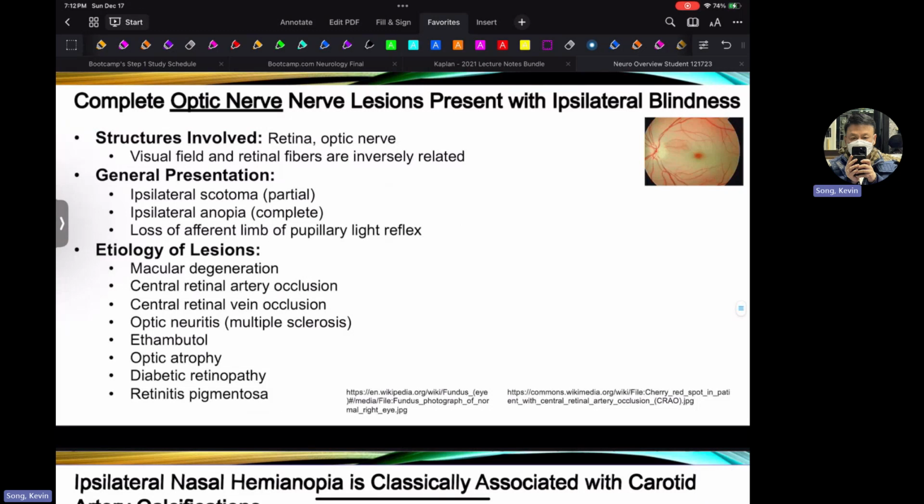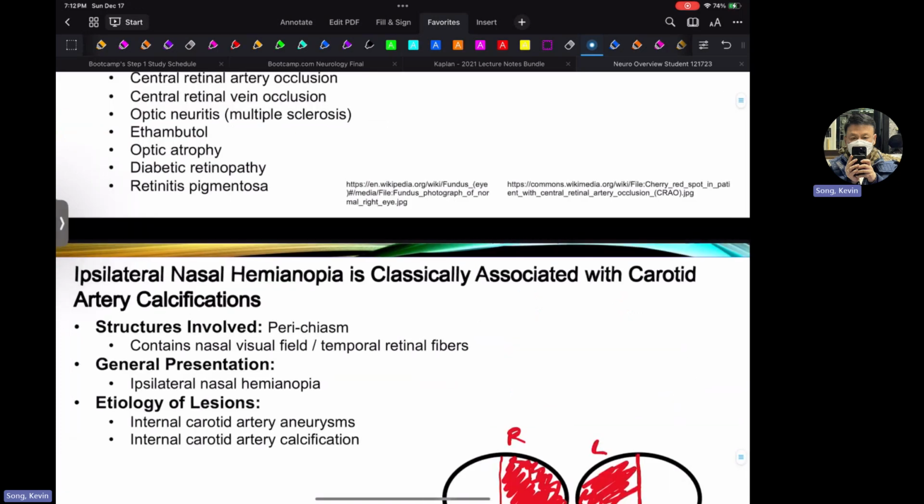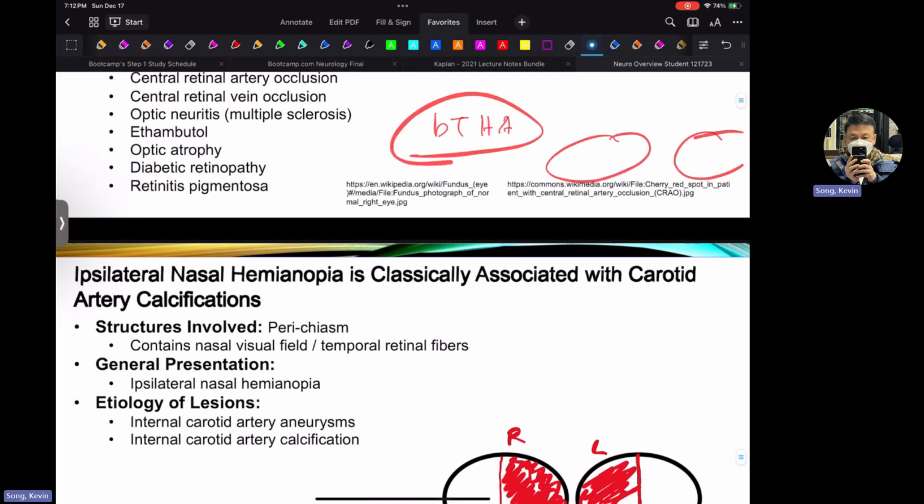And then complete optic nerve lesion, let me see. Complete optic nerve lesion presents with blindness. Yeah, the optic nerve, this is kind of obvious, right? The optic nerve is basically cranial nerve 2, your vision. If it's blocked, then you cannot see, right? So just as obvious, right? And usually the bitemporal hemianopsia, right? Bitemporal hemianopsia is basically you don't see the temporal part, right? Bitemporal hemianopsia. You don't see this part.